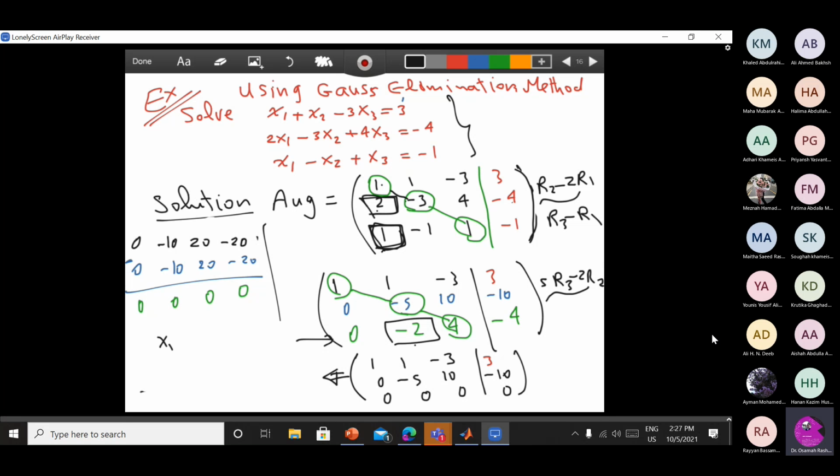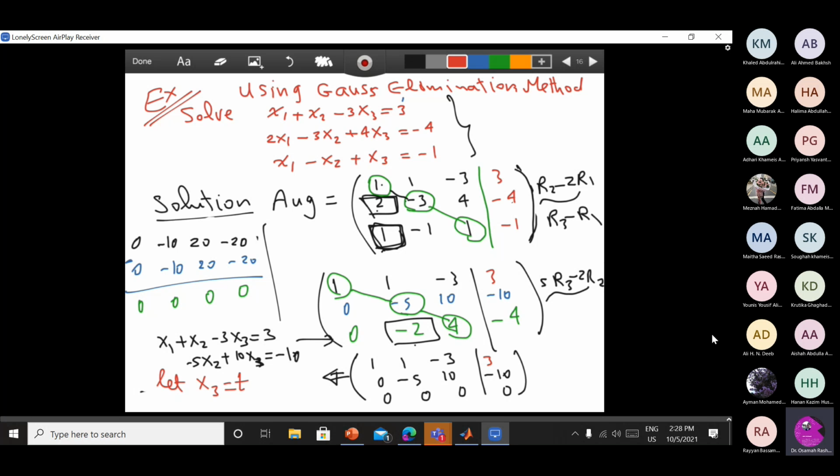Yes, x1 plus x2 minus 3x3 equal to 3, minus 5x2 plus 10x3 equal to minus 10, right? The last one, nothing. I have nothing, right? Okay, that's good. So x3 disappeared. So you can let x3 equal to any value. I write it t, for example, right?